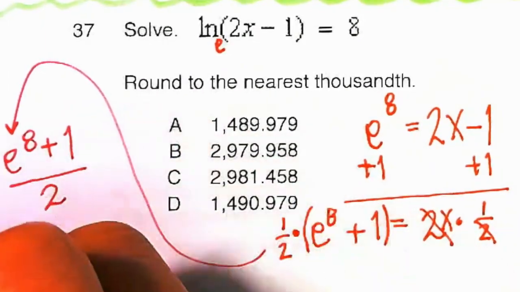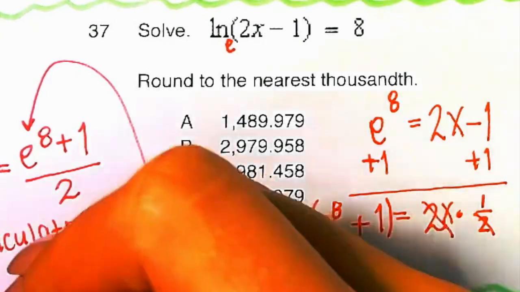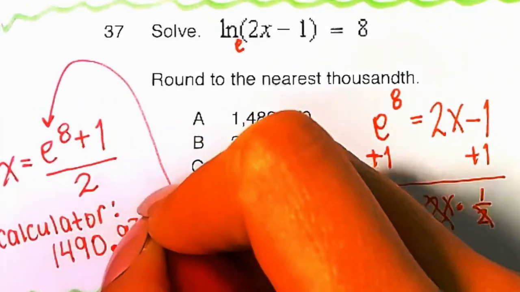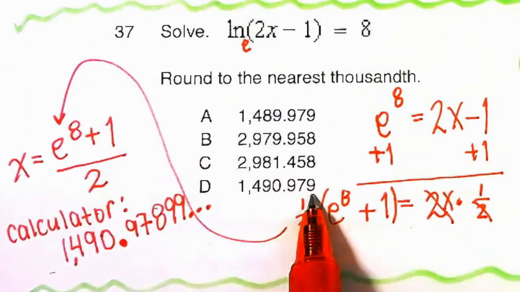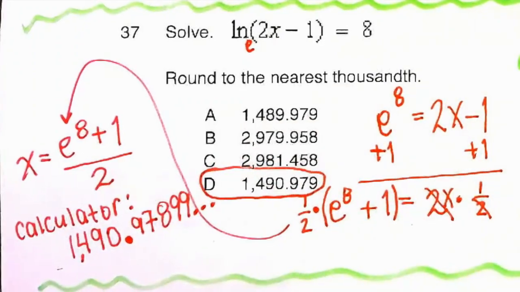All you need to do is punch this in the calculator to get the decimal solution. The precise answer would be e to the 8th plus 1 all over 2. That's accurate, precise, exact. The calculator gives us an approximate solution of 1,490.97899, yada yada yada. Choice D.